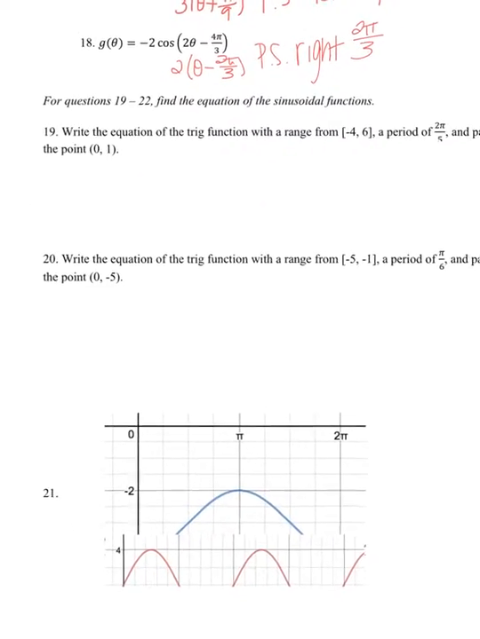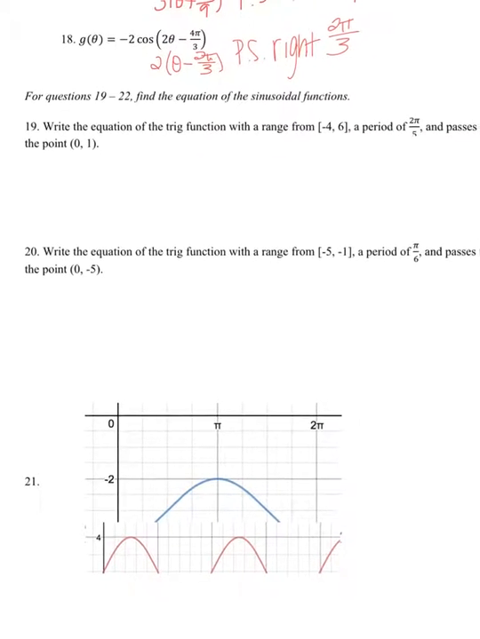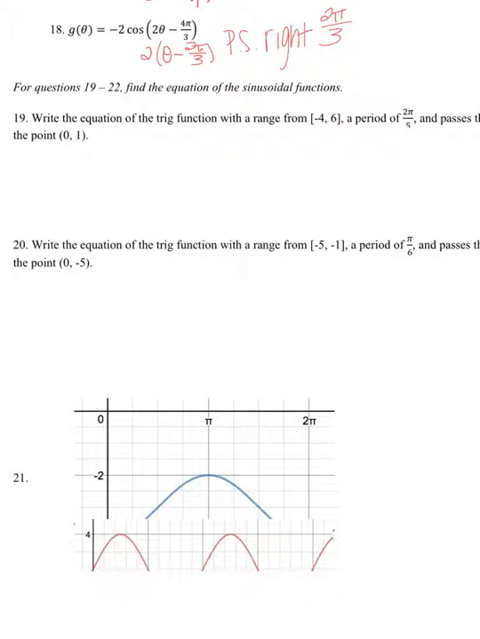Numbers 19 and 20. Number 19, you are writing the equation of a trig function. It gives you the range, the period, and it tells you what point it passes through. That point also happens to be your y-intercept, right? 0 for x value, that's a y-intercept. So my amplitude, let's do midline first actually. My midline is going to be y equals, it's what number is in between -4 and 6. You can take the average of the two, -4 plus 6 divided by 2 gives me 1. So my midline is y equals 1.